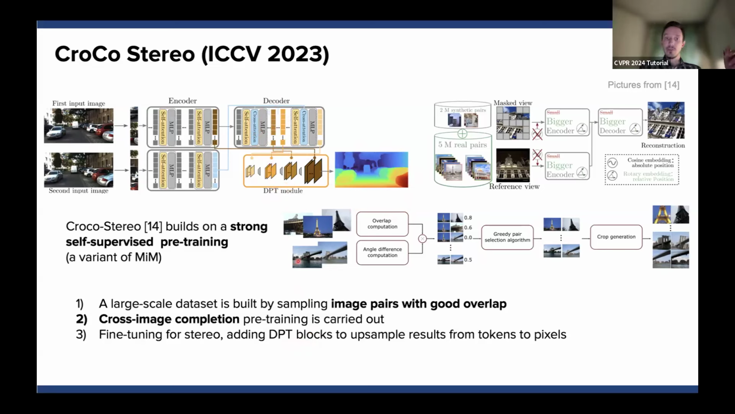Again, this stereo transformer does not compute any cost volume at all. To some extent, we can say this is even farther from the cost volume with respect to the stereo transformers we saw before, because to some extent, the attention maps for the stereo transformer had the role of the cost volume, more or less.